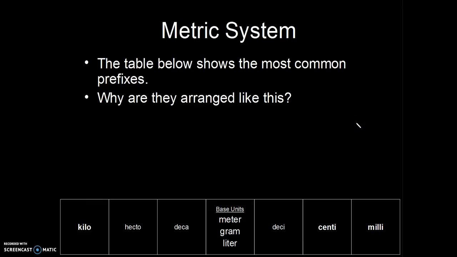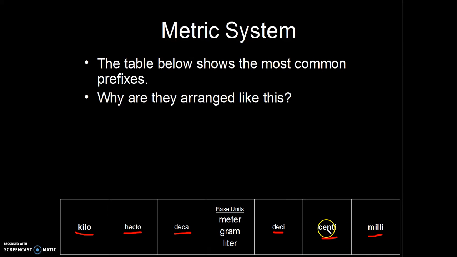So here are the common prefixes that we use in the metric system. We have kilo over here, we have hecto, we have deca. These are the base units. They do not have prefixes in front of them here in this little chart. We have what's called deci, centi, and milli. And a few of these you may not be that familiar with. A couple of them you probably are.